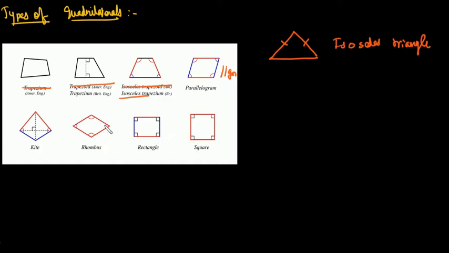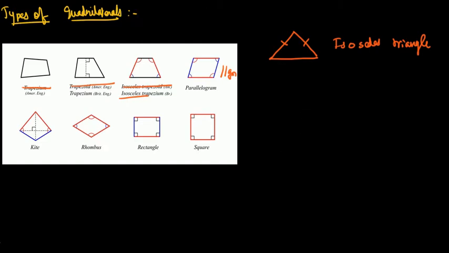What about a kite? A kite is a quadrilateral in which two pairs of adjacent sides are equal. You can see that two pairs of adjacent sides are equal. Okay, then it is called a kite. So we are going to see the properties of all the quadrilaterals. Do you have time? Okay, we will see that and we will finish it up.